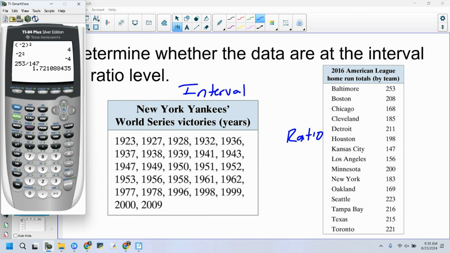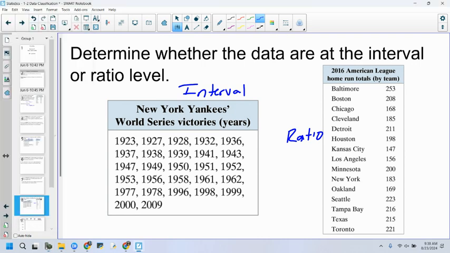But what I'm getting at here is that if I really wanted to, I could create a ratio from one to the next and say, okay, Baltimore had 1.7 times as many home runs as Kansas City. And that's meaningful. A ratio from one to the next actually tells us something, actually means something.